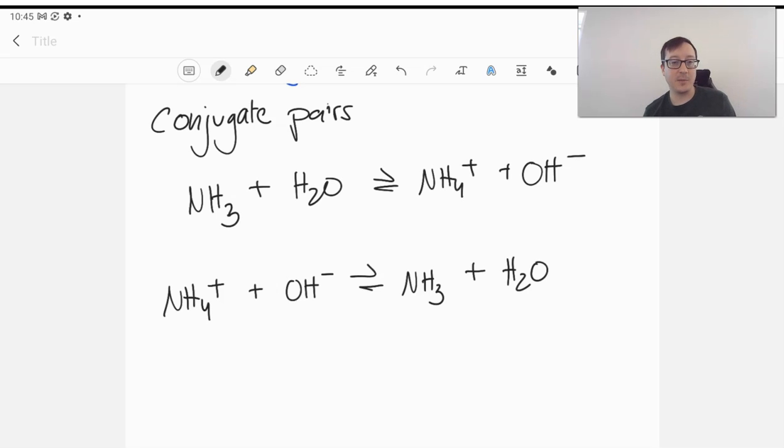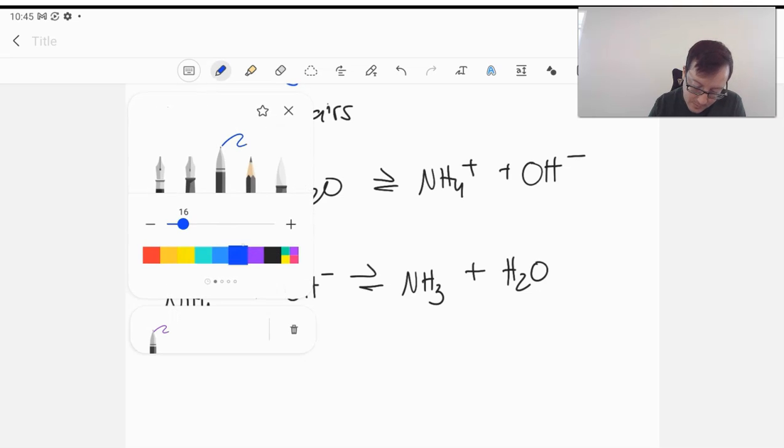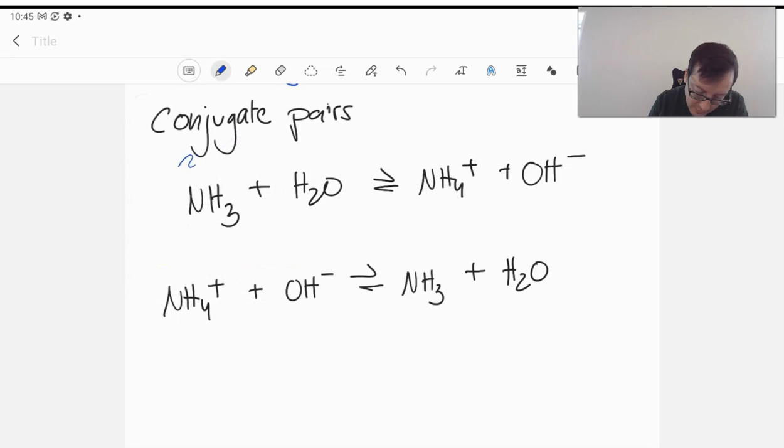When we look at acid-base reactions, we're going to see that many of them are equilibrium processes, particularly ones that involve what are called weak acids or weak bases. But if we take a look at the following two reactions, we've already seen the first one. We saw that ammonia was a base and water was an acid, and we produced ammonium and hydroxide.